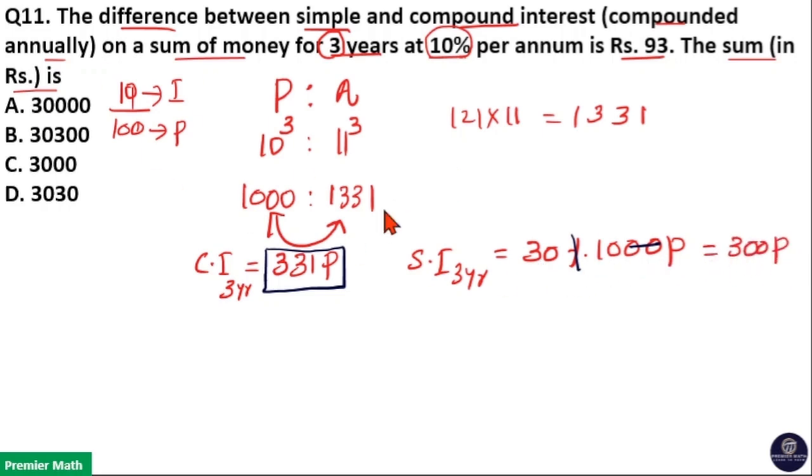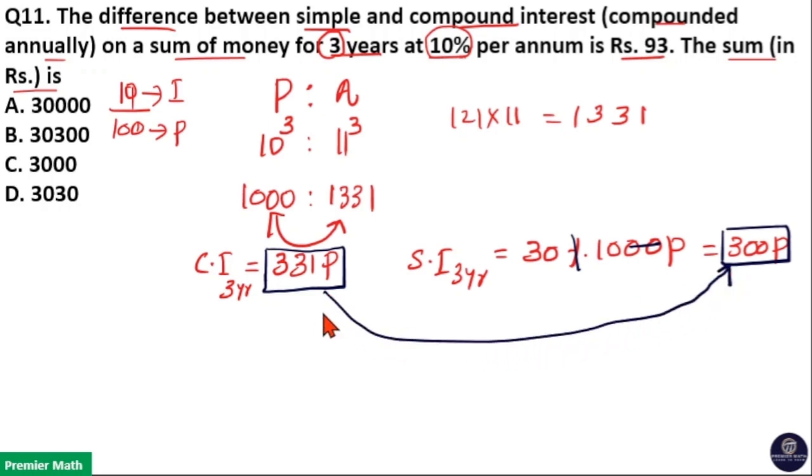That is, simple interest for 3 years is equal to 300 parts and compound interest for 3 years is equal to 331 parts. Now take the difference between 331 parts and 300 parts, which is equal to 31 parts. So 31 parts in the question is given as 93 rupees. That is, the difference between simple interest and compound interest is 93 rupees. So here 31 parts is the difference in ratio, but the actual difference is 93 rupees. So write it: 31 parts is 93.